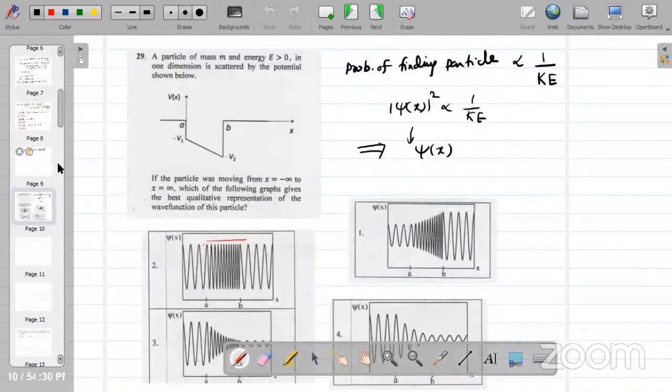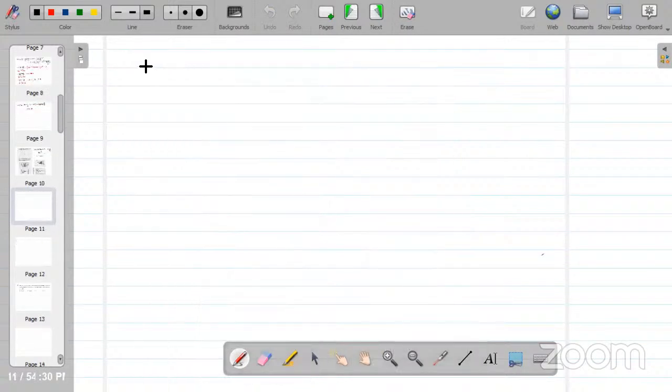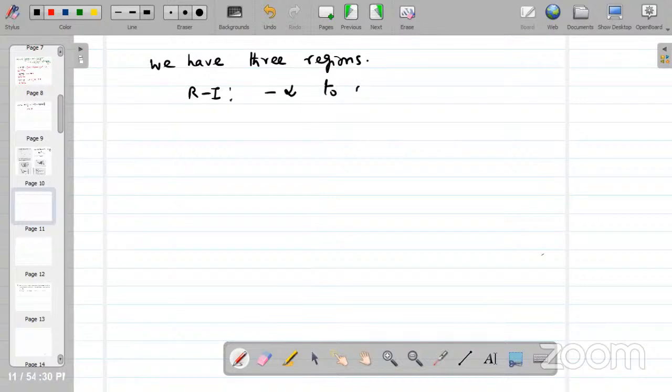So we have 3 regions, right? Region 1 from minus infinity to A. Then region 2 from A to B. Region 3 from B to infinity.